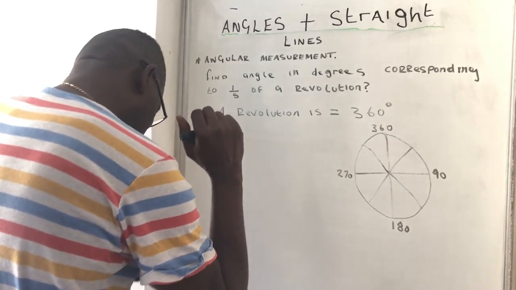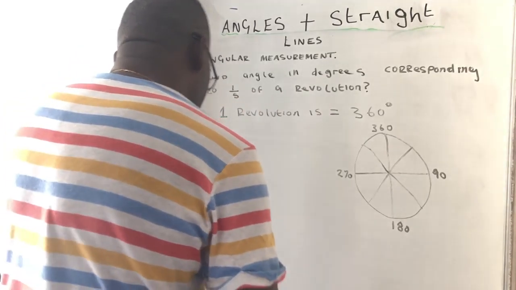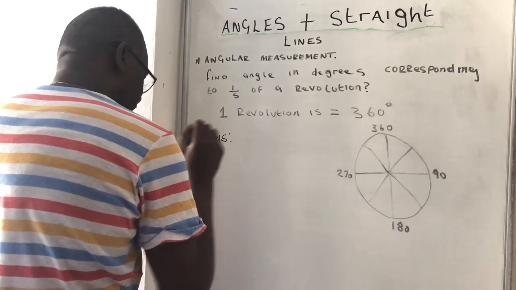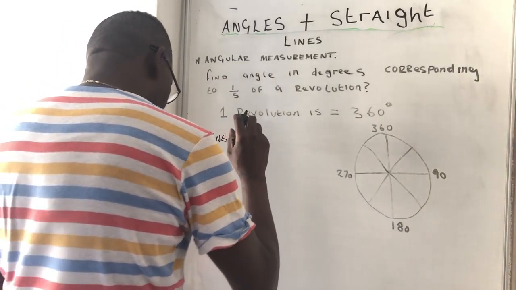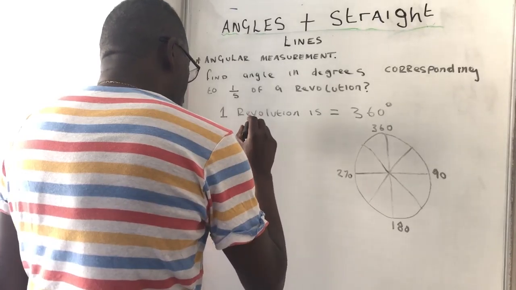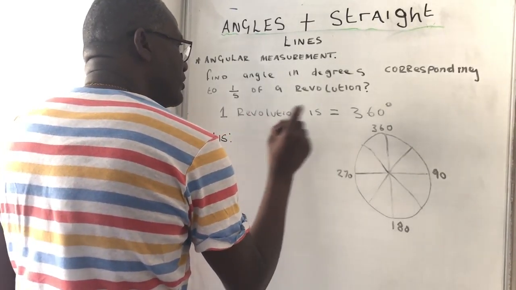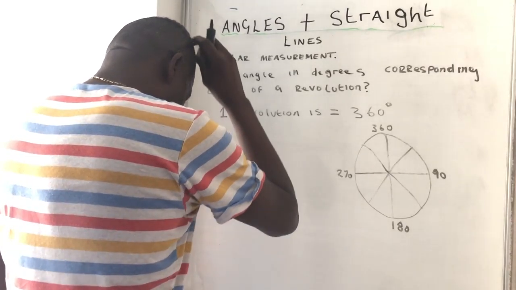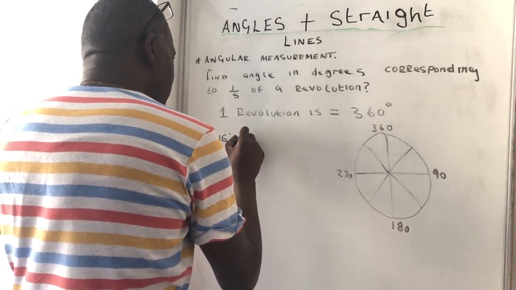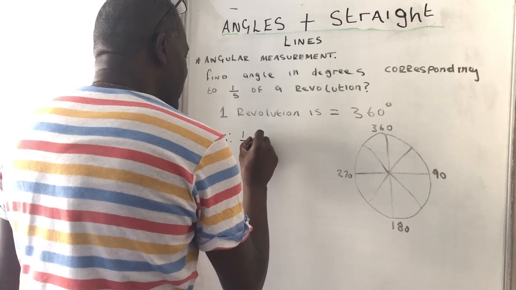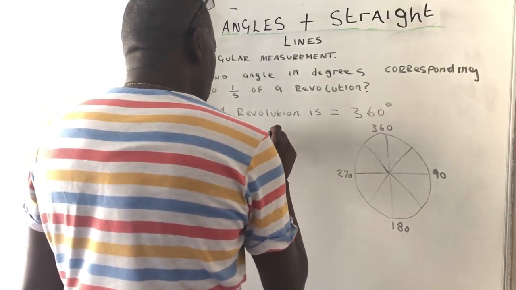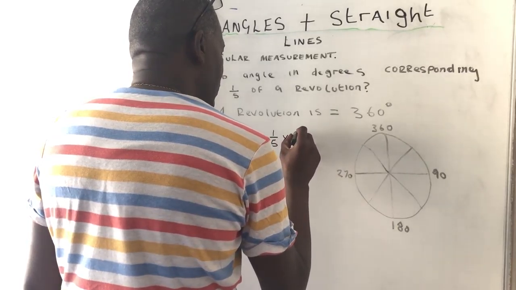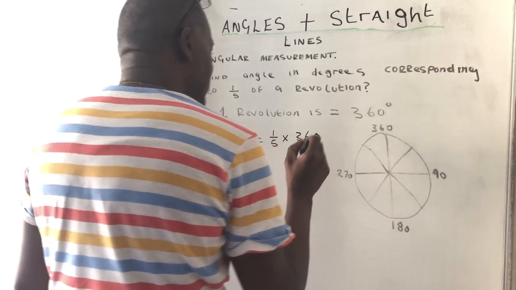So getting back to the sum, my answer will work like this. One revolution is equal to 360. So that means 1/5 is equal to 1/5 times 360.